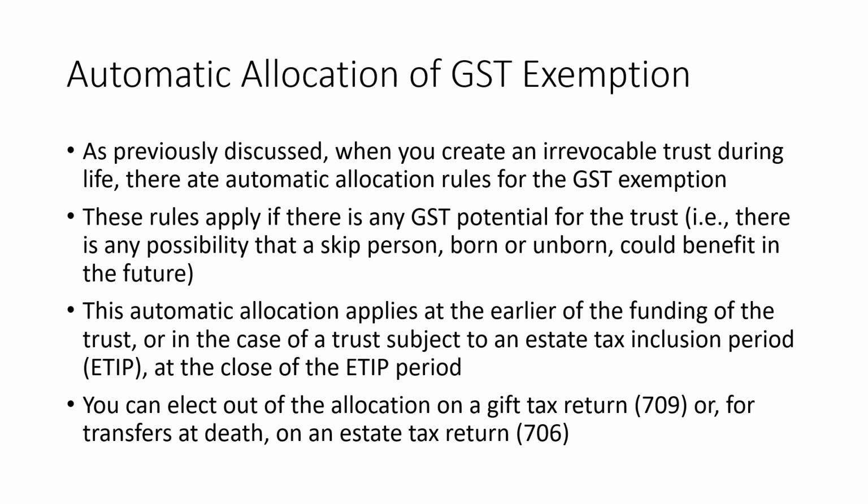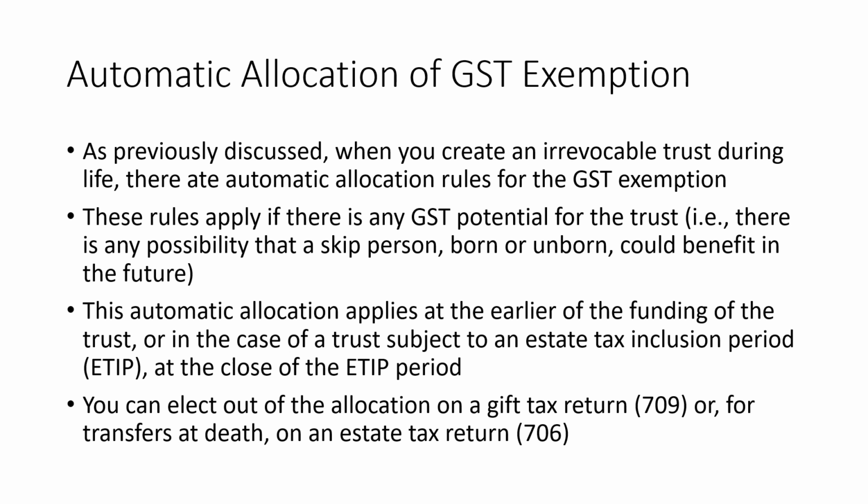So if there is any GST potential for the trust, in other words, is there any possibility that a skip person, born or unborn, could benefit in the future, then you're going to have the automatic allocation rules apply to that irrevocable trust. Now, the timing is the question here. This automatic allocation will typically apply at the earlier of when the trust is actually funded, or in the case of a trust that's subject to what's known as an estate tax inclusion period, this will happen at the close of that ETIP period.